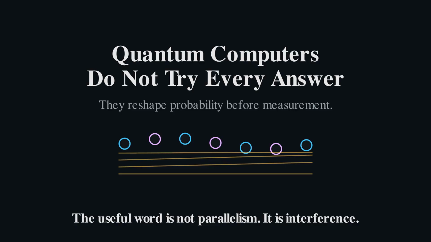It stores information as amplitudes, changes those amplitudes with gates, and uses interference to make wrong answers cancel while useful answers become more likely. The best mental model is not a billion tiny computers running in parallel. It is one carefully controlled wave, evolving until a measurement is likely to reveal something useful.